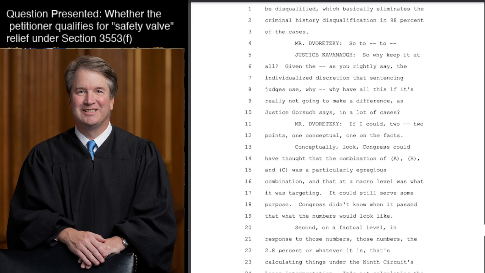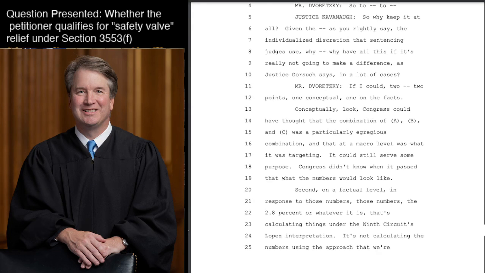If I could, two points, one conceptual, one on the fact. Conceptually, look, Congress could have thought that the combination of A, B, and C was a particularly egregious combination, and that at a macro level was what it was targeting. It could still serve some purpose. Congress didn't know when it passed that what the numbers would look like.